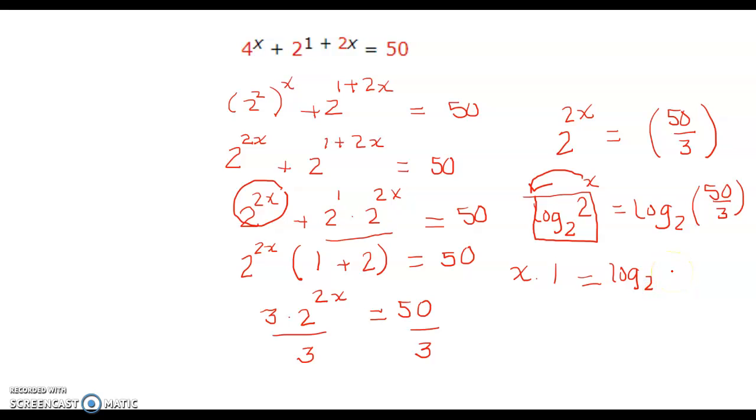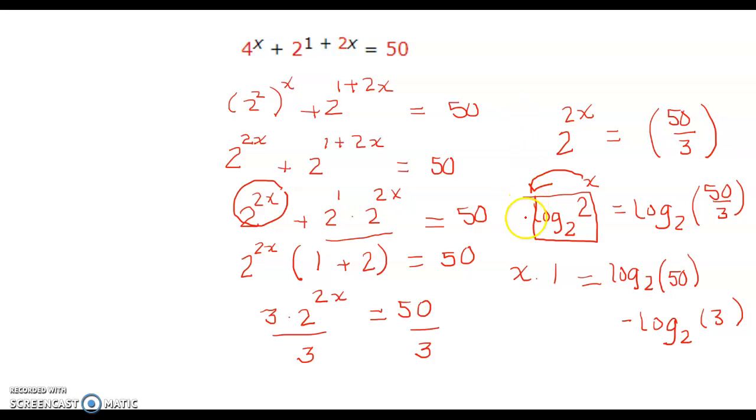And then here's where we could expand. We could write this as log base 2 of 50 over 3. Or we could expand, depending upon what form it asked you to put your answer in. I don't remember. Log base 2 of 50 minus log base 2 of 3. That's your exact value.